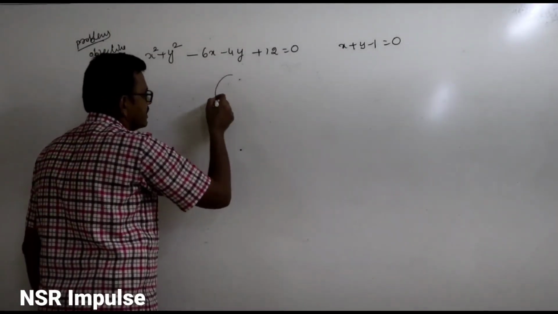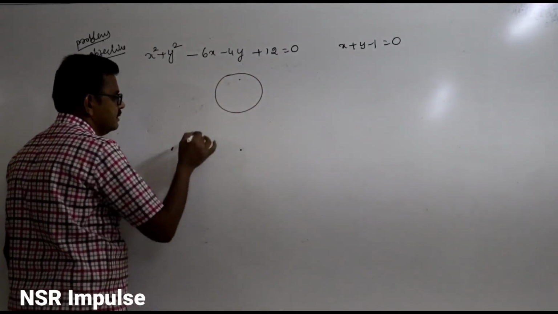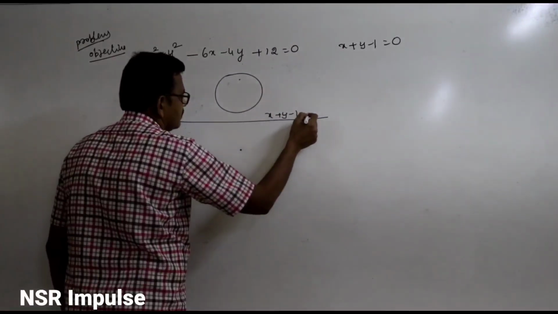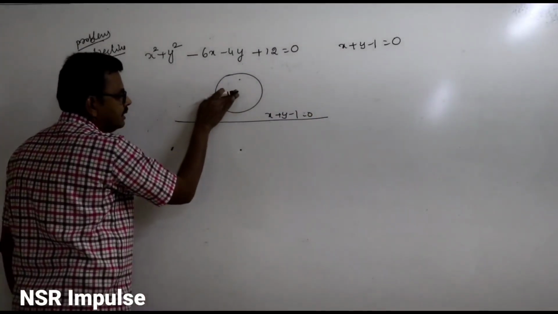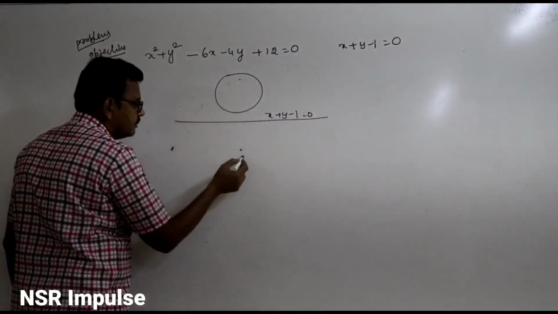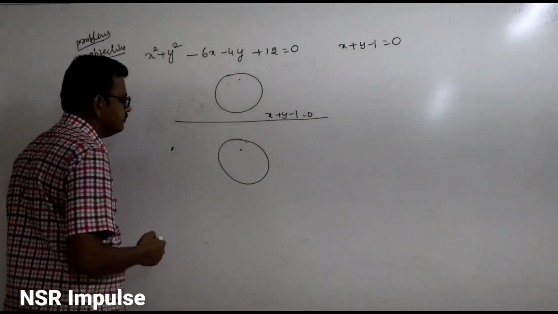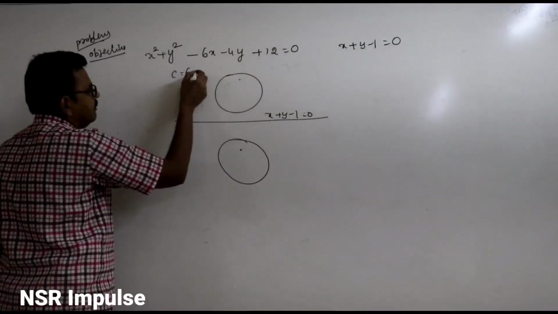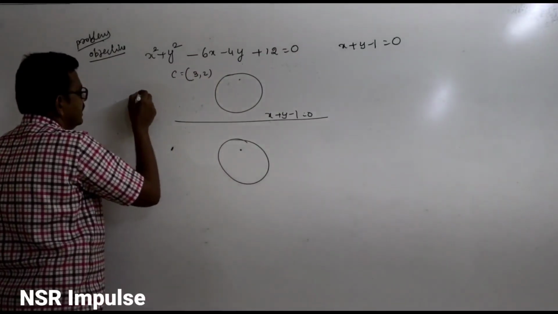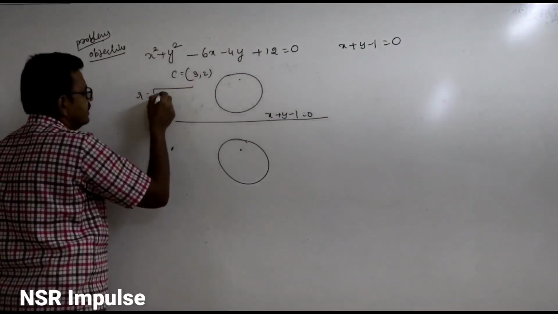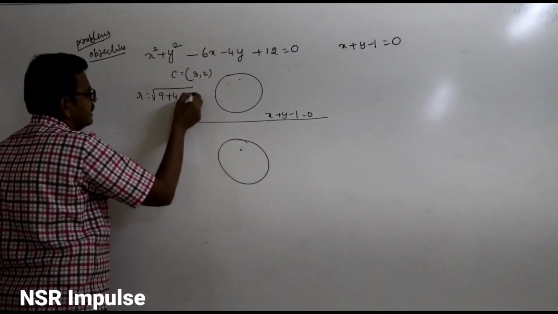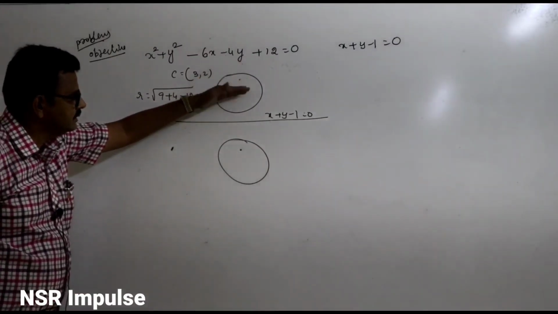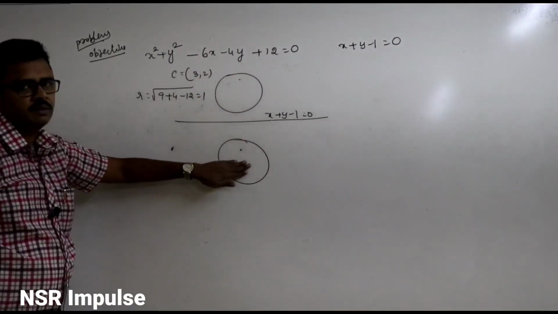So suppose this is the circle equation, and this is the line x plus y minus 1 equal to 0. Image of the circle with respect to this line. That means what? I find the equation of the circle. What is the center of circle? Minus g comma minus f, 3 comma 2. Radius equal to root of g square plus f square minus c, that equal to 1. So the radius of circle is 1. The radius of image circle is also equal to 1.